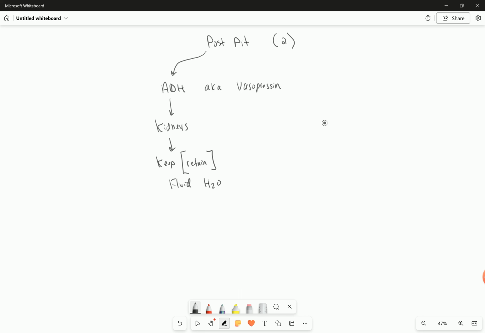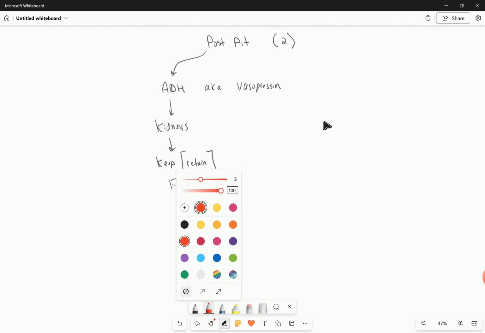Now likewise, if ADH isn't working, then your body's basically in diuretic mode, which means you're going to be losing too much fluid. All right, that would be a story for another time. So going back to normal structure and function, the kidneys are going to help you retain fluid. Okay, vasopressin. Now the word vasopressin.